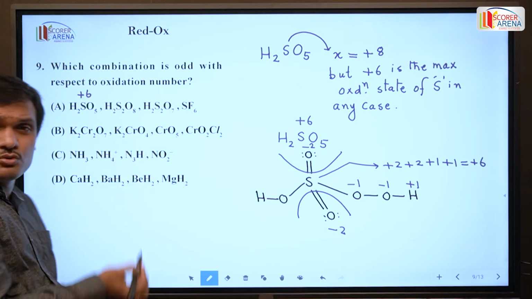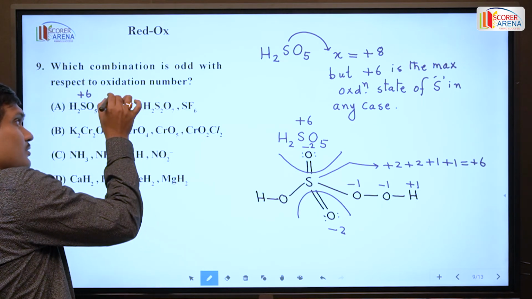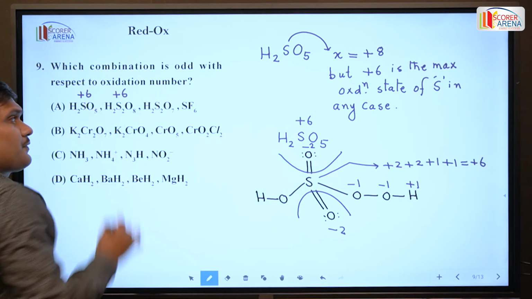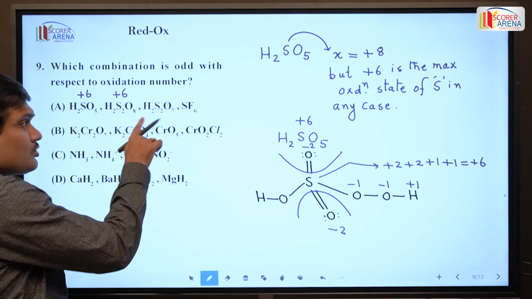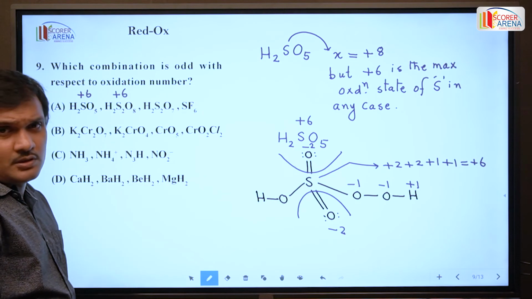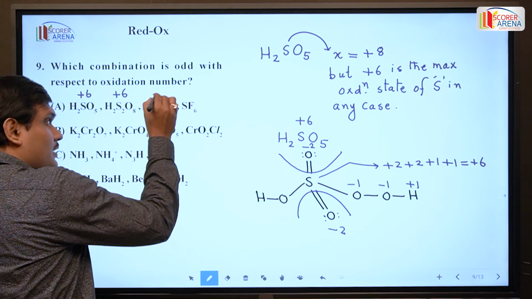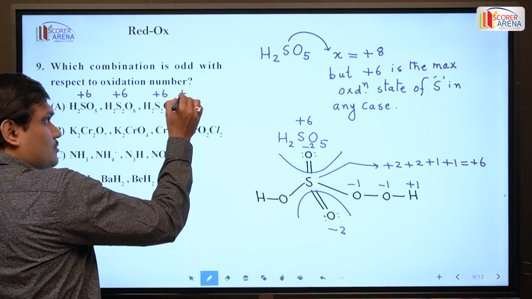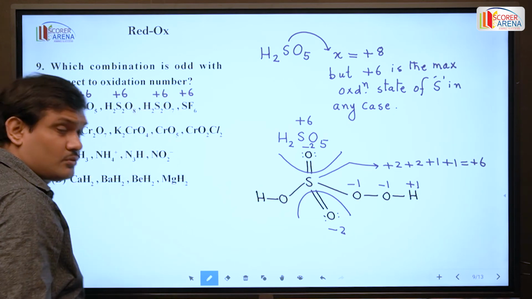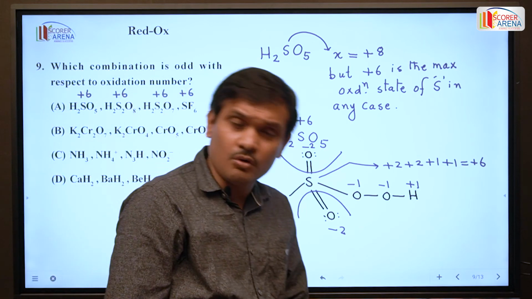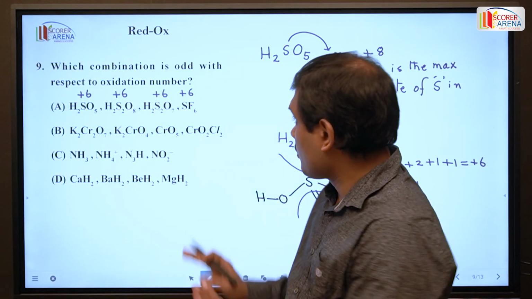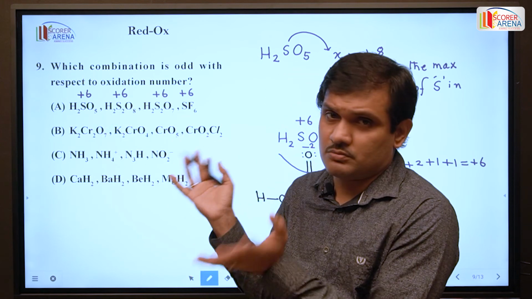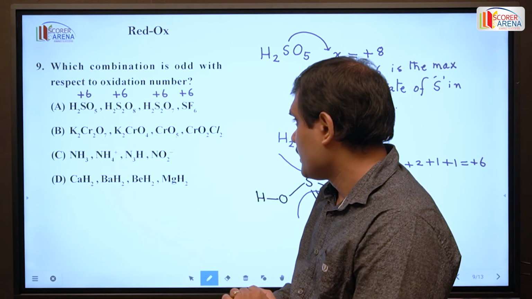In H2S2O8, we find it also exceeds the maximum oxidation state of sulfur, so it will be +6. In H2S2O7, you will get the value +6 again, and in SF6 also sulfur is +6. So there is no odd one. All the oxidation numbers in this case remain +6. So there is no odd one.